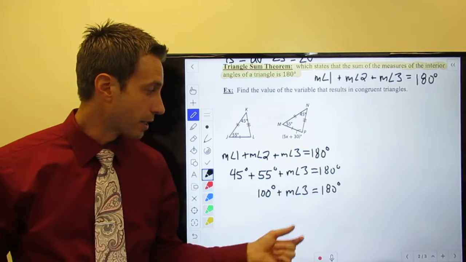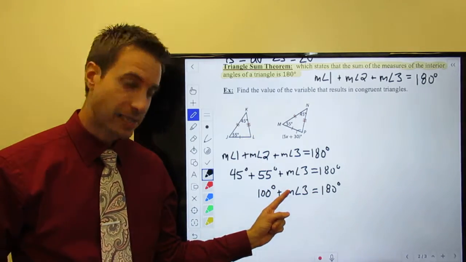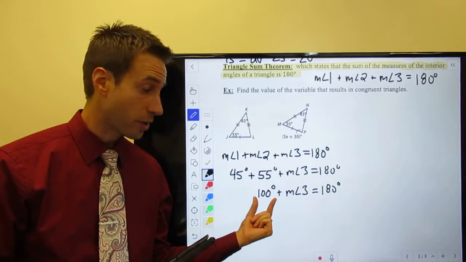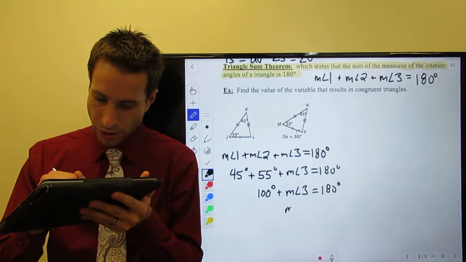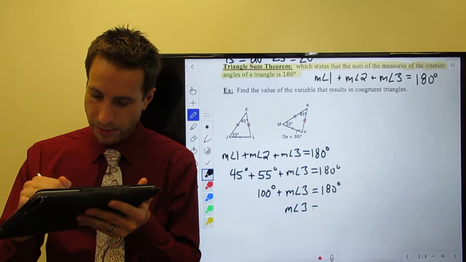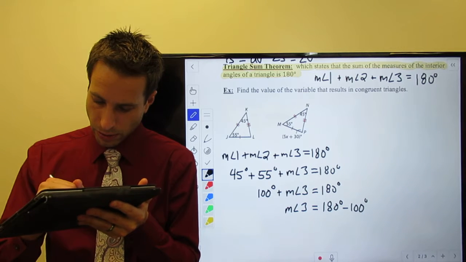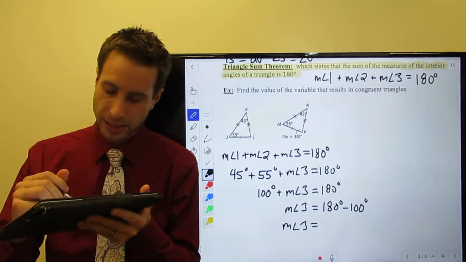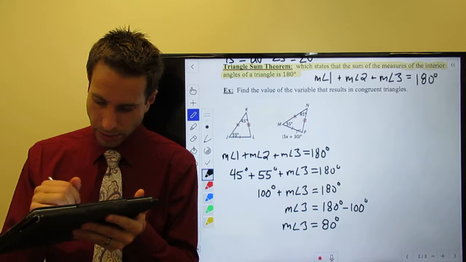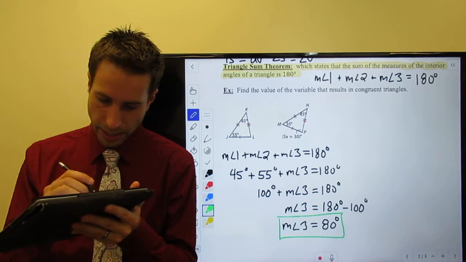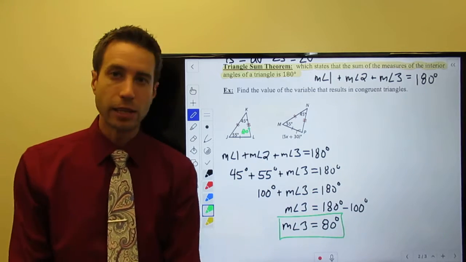Now I'm trying to solve for this third angle, so I've got to get it by itself. It's a positive 100 degrees, so we'll subtract that 100 to the other side. The measure of angle 3 has to be 180 minus 100. Really pretty simple arithmetic, I doubt you even need a calculator. 80 degrees. So this one right here is an 80-degree angle.